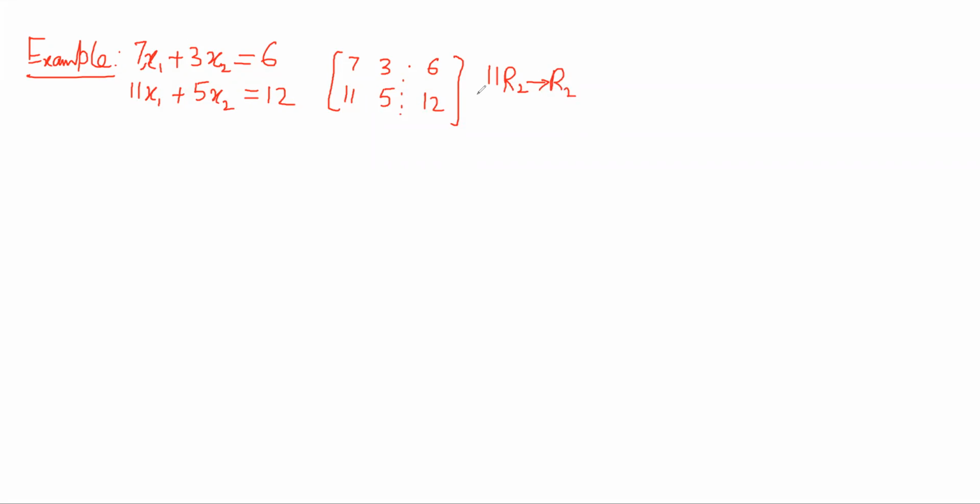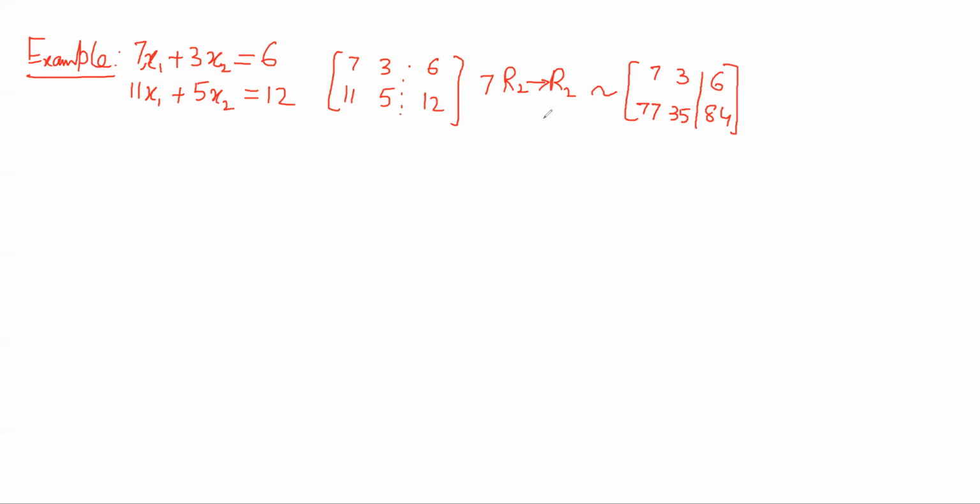Okay, 11 times R2. So this augmented matrix will be equal to 7, 3, 6, and then we multiply the second row by 7, and that will be the new second row. So it will be 77, 35, and 12 sevens are 84. Okay, so this will be the equivalent matrix.